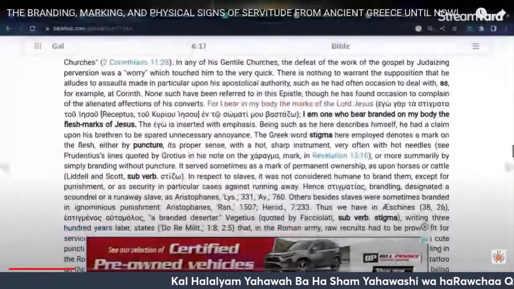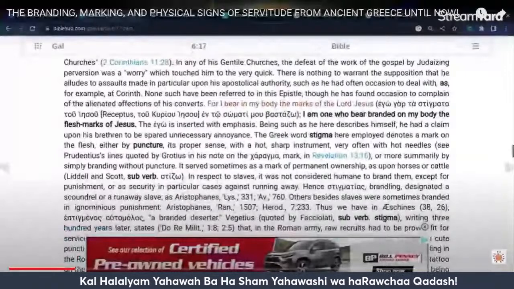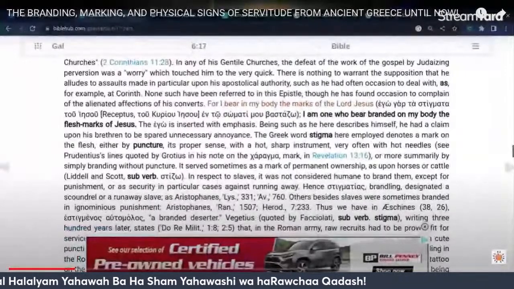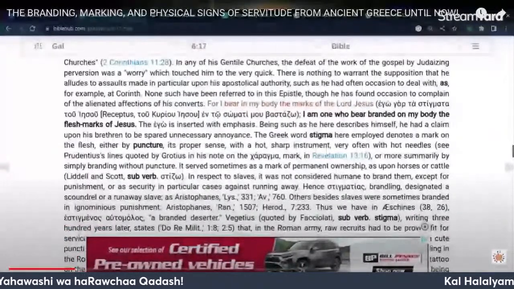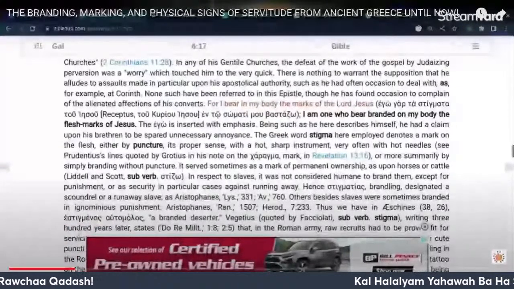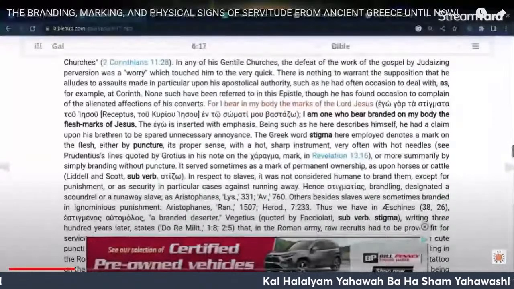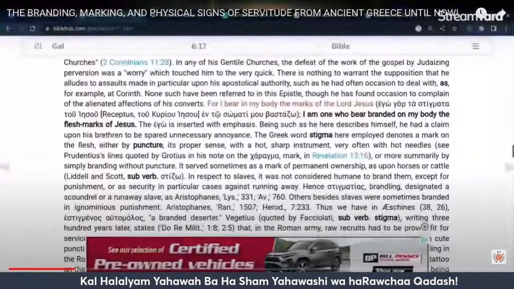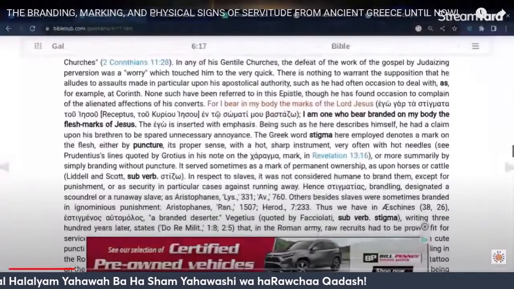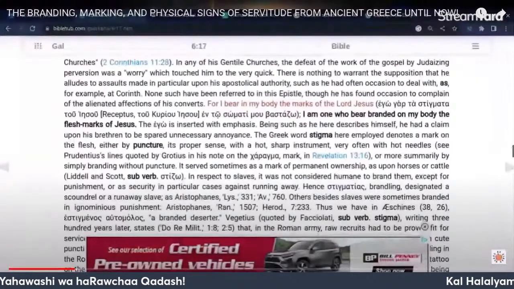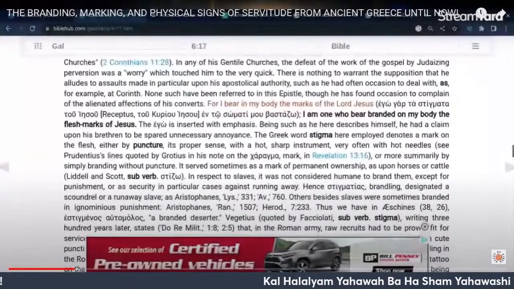All right, so this is more commentary on Galatians 6:17. And it says here, "I am the one who branded on my body the flesh marks of Yahushua." Being such as he here describes himself, he had claim upon his brethren to be spared unnecessary annoyance. The Greek word stigma here denotes a mark on the flesh, either by puncture, its proper sense, with a hot, sharp instrument, very often hot needles.